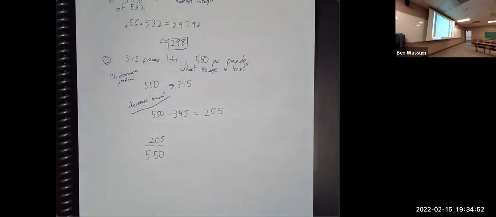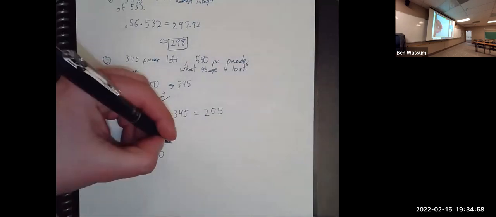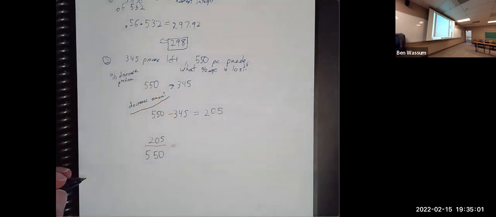So you do that, punch it into Mr. Calculator. You get a label or a sticker or something and just put it on my calculator. It says Mr. Calculator. And I get 0.372727.